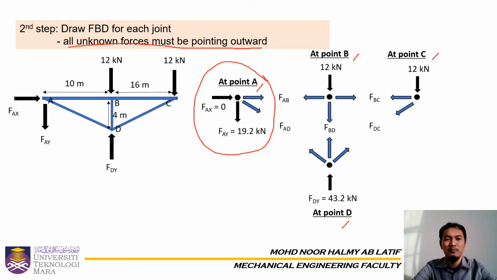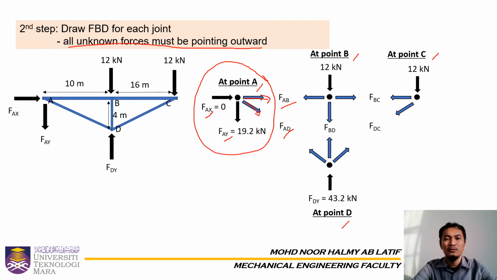As you can see at point A, we have 4 forces acting on it. The first one is FAX, which we already found earlier, and FAY with 90.2 downwards, and 2 unknown forces, which are FAB and FAD. The unknown forces, as an assumption, must be pointing outward.